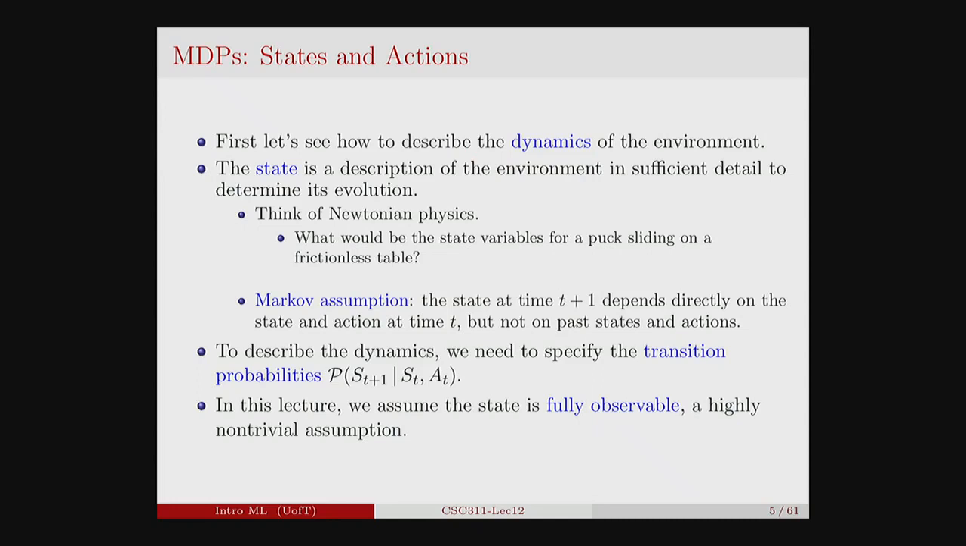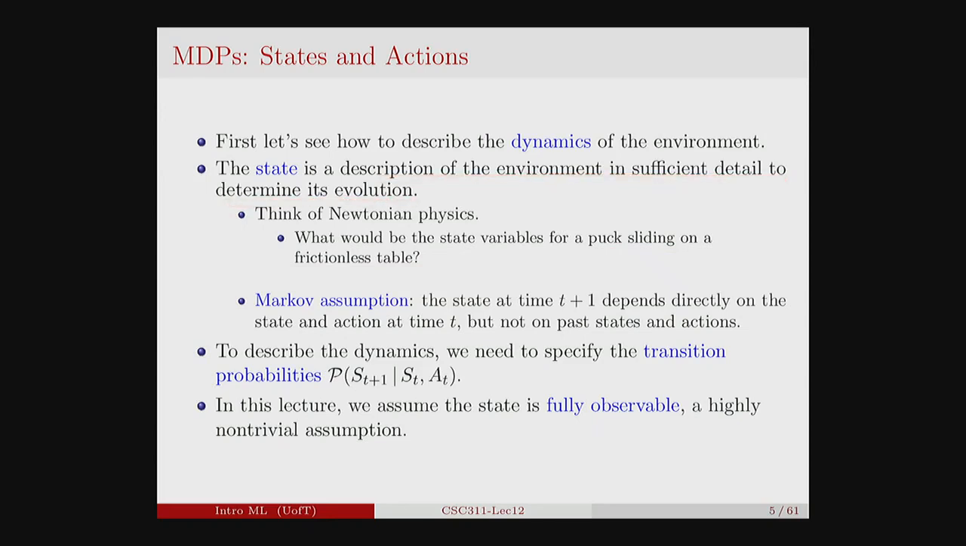And so I gave you the example of Mario, where the state of the environment might be the RGB image corresponding to the picture that the agent actually observes. But this idea of a state is very general, because you might not be playing Mario, you might instead be thinking about playing air hockey. In which case, you can ask, what is the state of a puck sliding on a frictionless table? So you can think of the state as a description of the environment in sufficient detail to determine its evolution.